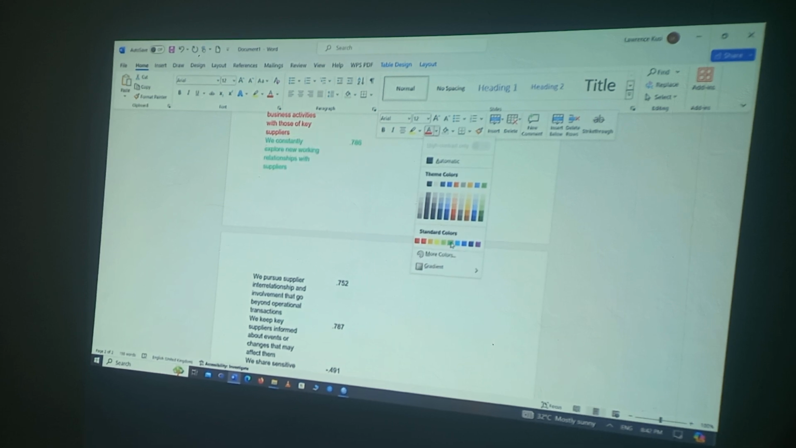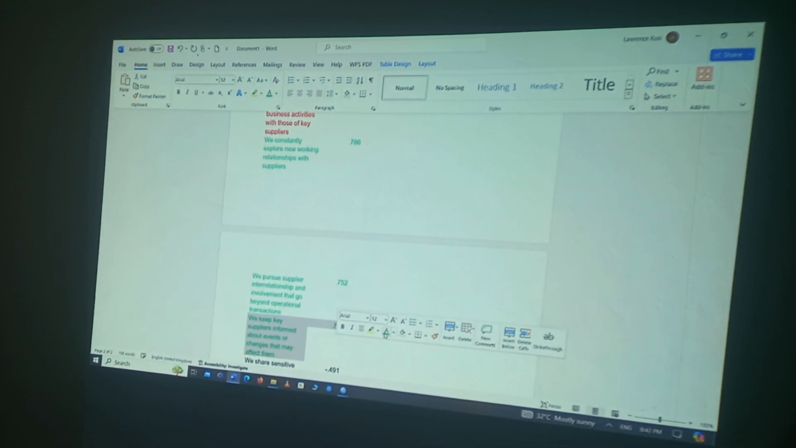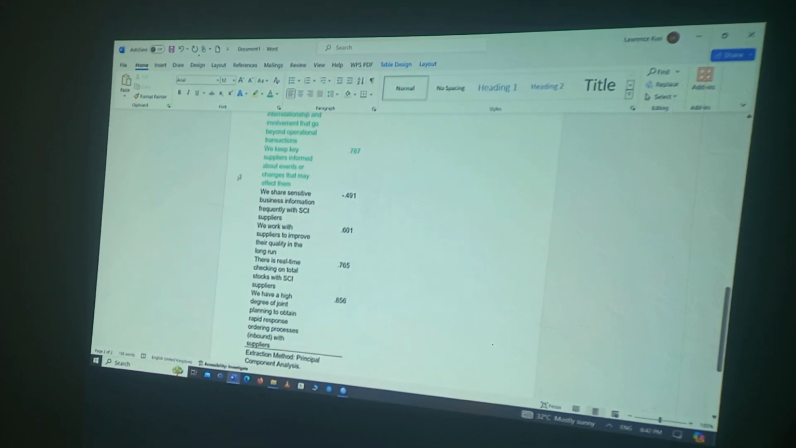Let's go. We pursue supplier relationships and involvement that go beyond transactions. Is that not it? Yeah. It's also okay. The next one, and so they are all okay.